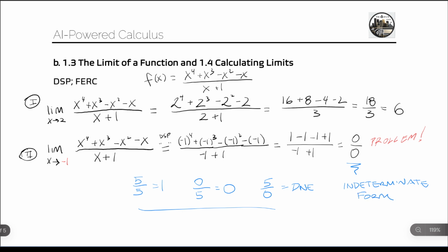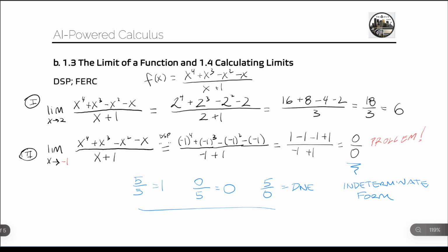And really what it's equal to depends on who wins. If I have 0 over 0, which 0 wins? Does 0 on top win? Does 0 on the bottom win? Or are they basically on equal footing? Right? And that's what dictates which one of these three scenarios effectively we fall into.